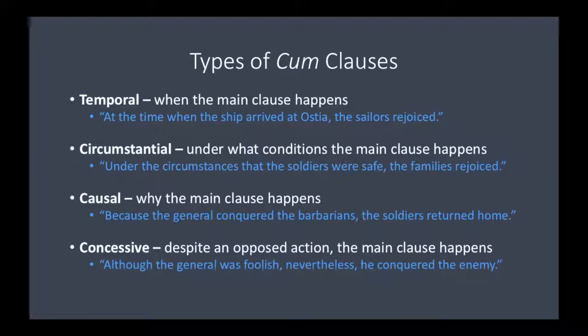There are four kinds of cum clauses: temporal clauses, circumstantial clauses, causal clauses, and concessive clauses. If you remember the noun tempus temporis, you will remember that temporal clauses indicate when something happens. For example, at the time when the ship arrived at Ostia, the sailors rejoiced. Or just, when the ship arrived at Ostia, the sailors rejoiced.